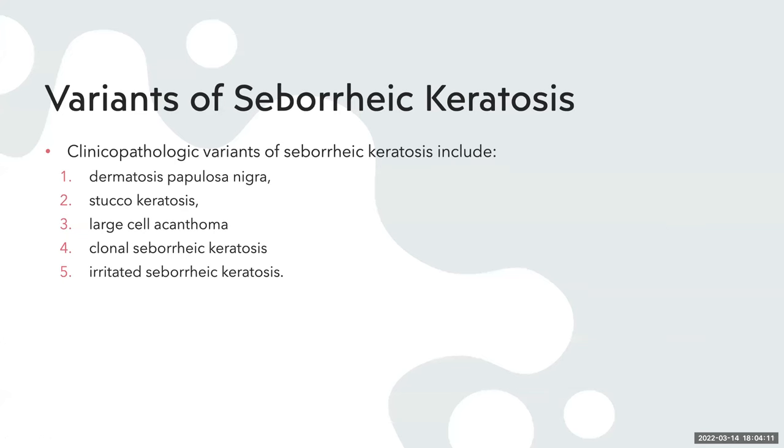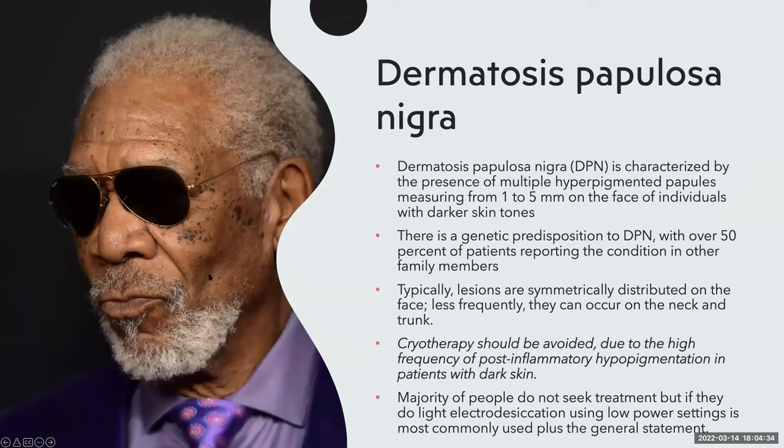These are the variants that you have. Number one is the most important that I want you to remember, dermatosis papulosa nigra. You have stucco keratosis, large cell acanthoma, clonal and irritated seborrheic keratosis, right? But number one, don't forget. Number one is this one with Morgan Freeman, who has these papules on his face. Usually they are multiple, as you can see, and tend to be like a cosmetic appearance. For him, I think it adds to the cosmesis of his face.